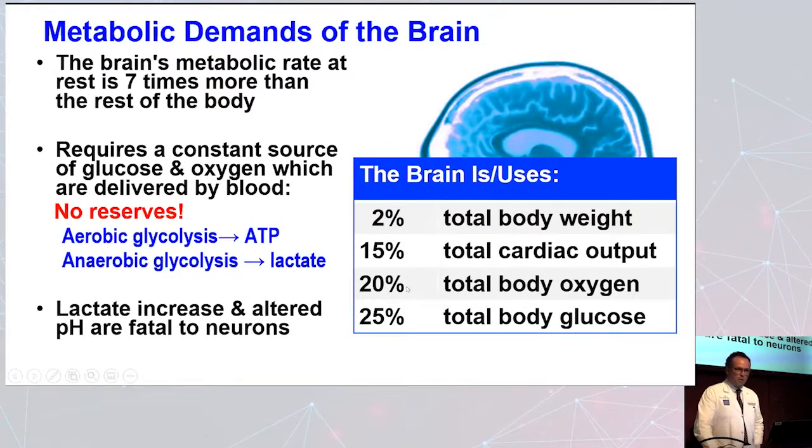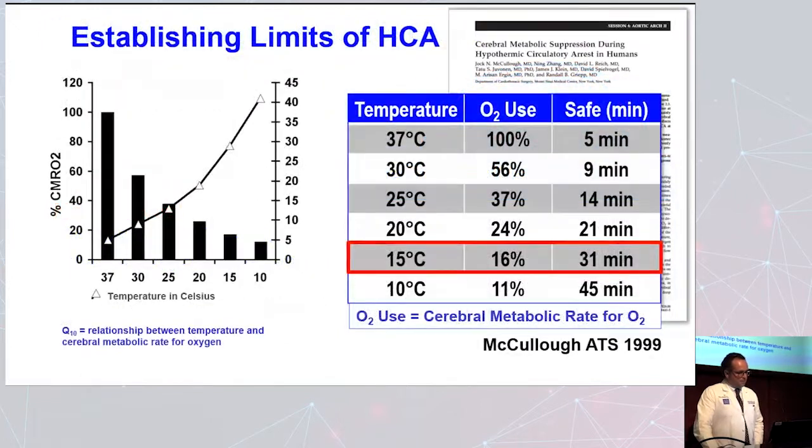This is why the brain is so important. This is probably a paper that everybody should quote and read. It's a classic study by Dr. McCullough and the group at Mount Sinai in New York, who tested the limits of deep hypothermic circulatory arrest, how far you can take a patient down.